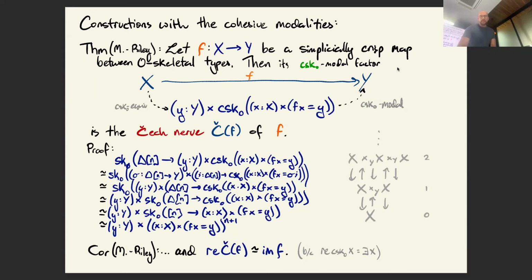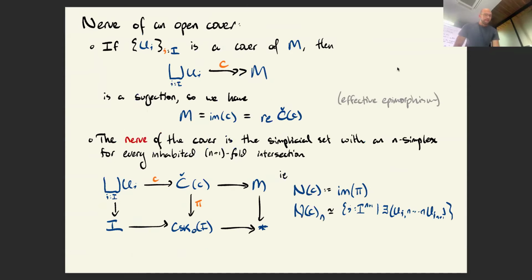But yeah, okay, anyway. So now let's talk about the nerve of an open cover. So suppose we have a cover of M, our space. So again, we can take the disjoint union over the indices. By the way, this is just fancy notation in type theory for the pair type again, of a pair of an index and an element in the indexed type.